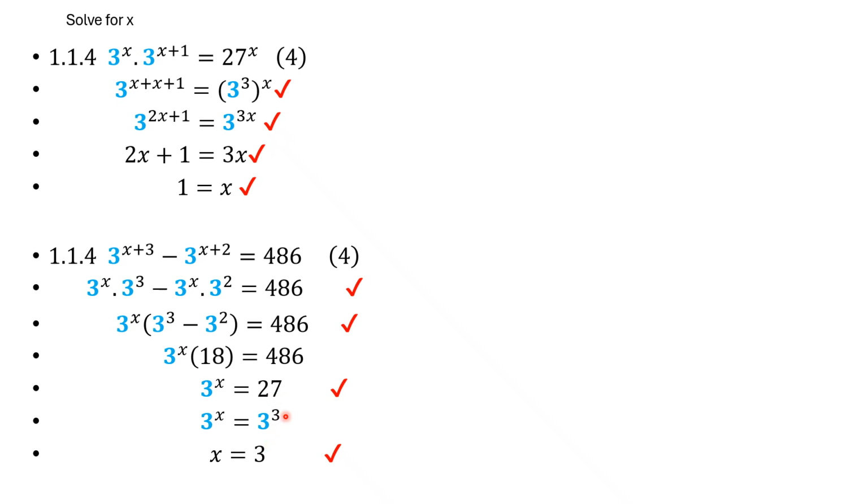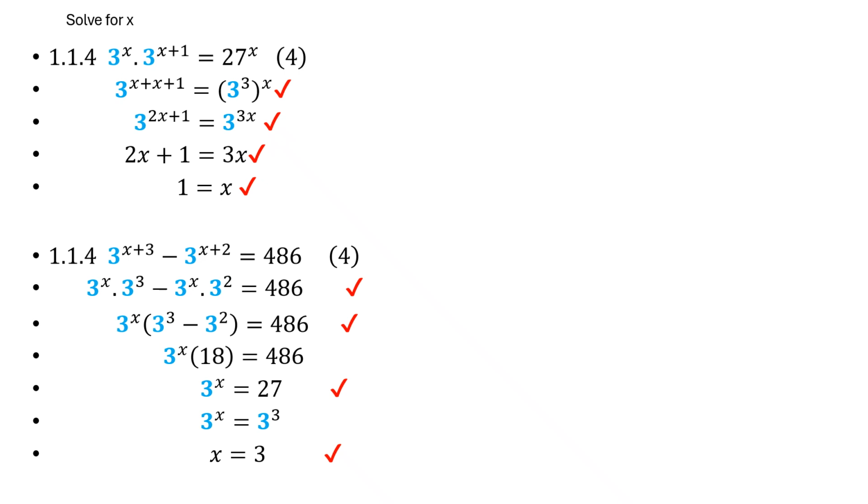27 is 3 to the power 3, so now again my bases are the same. Therefore I can drop them and I'm left with x equal to 3. So 1 mark there for splitting my exponents, or expansion as they say sometimes. Taking out the common factor, simplification through division, and final answer.